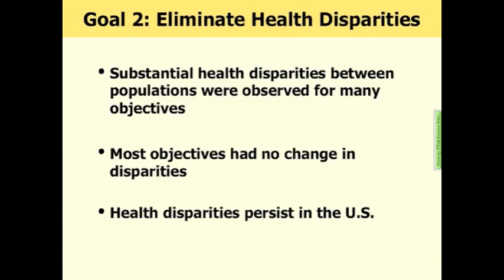Go to the next slide, okay, and this brings us to Goal 2, health disparities. We looked at one case here, life expectancy, but when we look across the 733 objectives that we can evaluate, we see substantial health disparities, period. Not much I can say, and we'll see more of that. Most objectives had actually no change in disparity over this time.